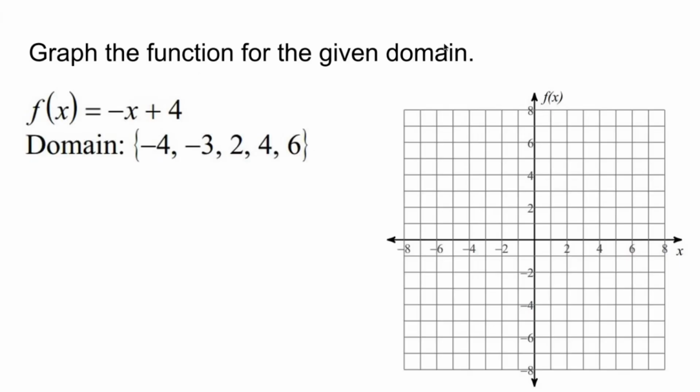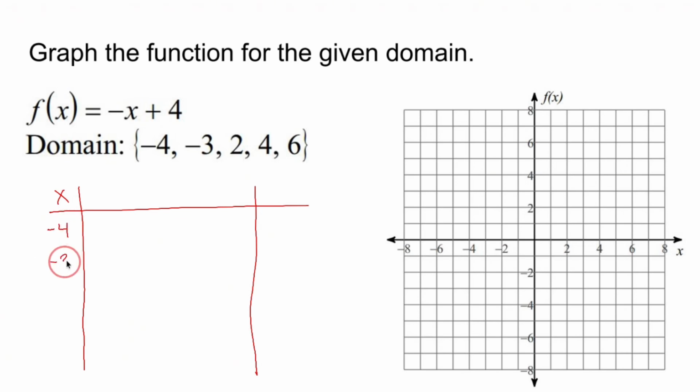Graph the function for the given domain. If f of x equals negative x plus 4, and you have a domain of negative 4, negative 3, 2, 4, and 6. So we are going to make a table, and I'm going to have it be a three-part table. Part number one, I have my domain, which is my x values. So let me quickly write those out. Negative 4, negative 3, 2, 4, and 6.